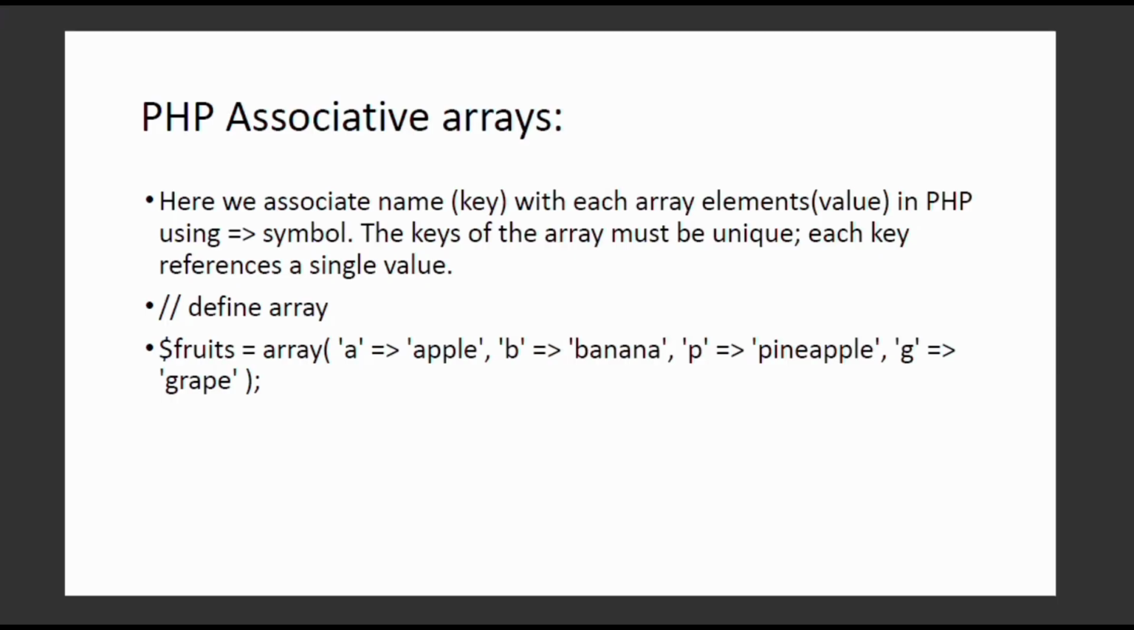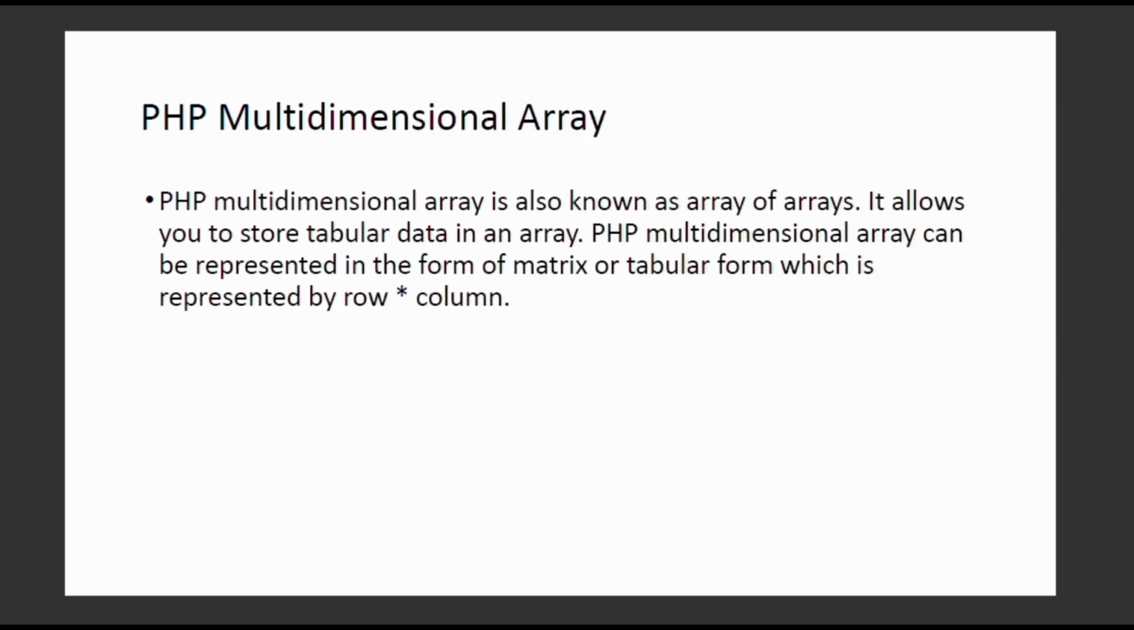Now we will move to our next type of array, that is multidimensional array. PHP multidimensional array is also known as arrays of array. It allows you to store a tabular data in an array. PHP multidimensional array can be represented in the form of matrix or tabular form which is represented by rows into columns. Now we will see examples so that you can understand it better.